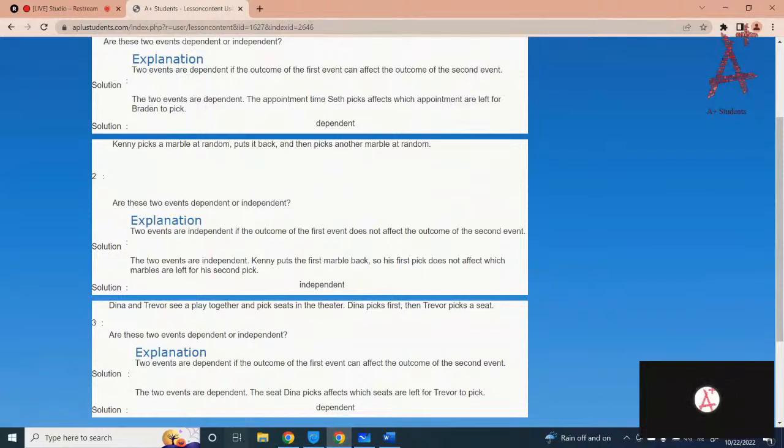Got it? Okay, Dina and Trevor see a play together and pick seats in the theater. Dina picks first, then Trevor picks a seat. Are these two events dependent or independent? They are dependent. Got it? Because Dina picks first. Now Trevor does not select the one that Dina picked. Got it? He needs to select from the rest of the seats. So it is dependent. Got it?